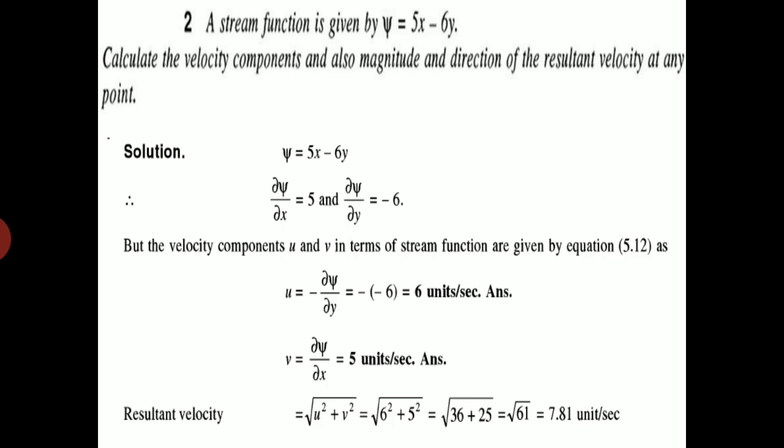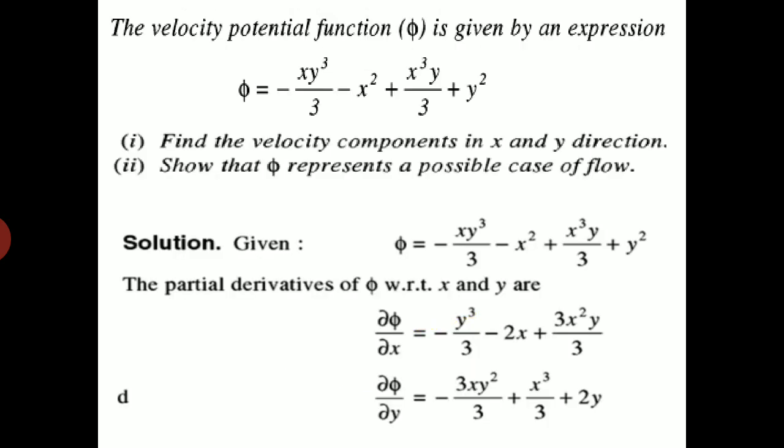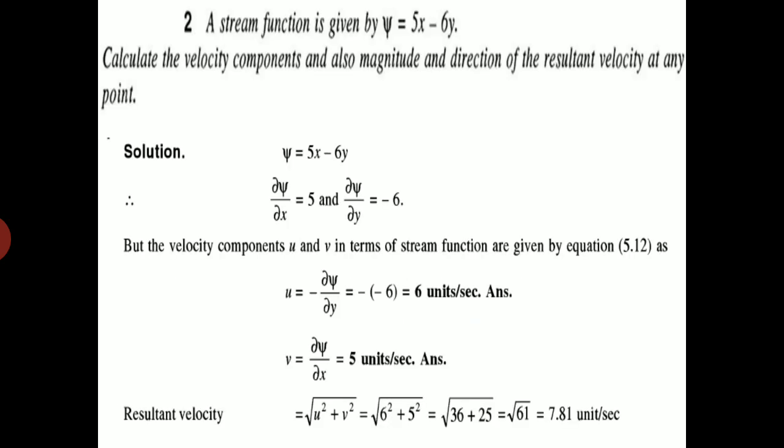Substituting these values, we get u is equal to minus 6 and v is equal to 5. Sorry, u is equal to 6 and v is equal to 5. The resultant velocity is calculated by the square root of u squared plus v squared, which is equal to 7.81 units per second. I hope all of you have understood this.